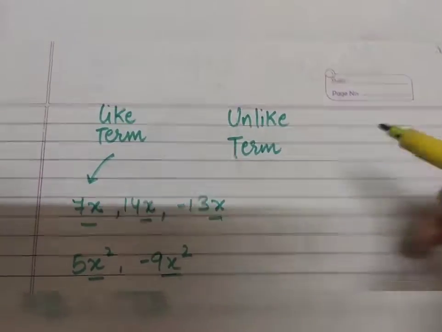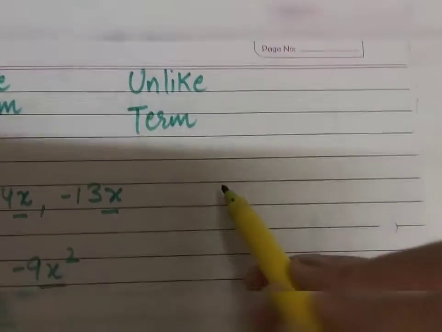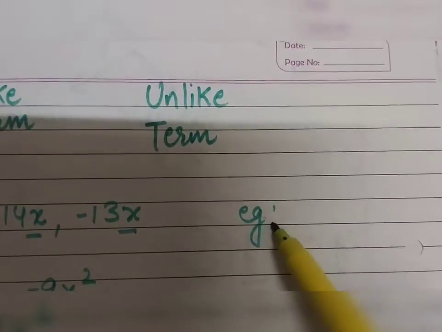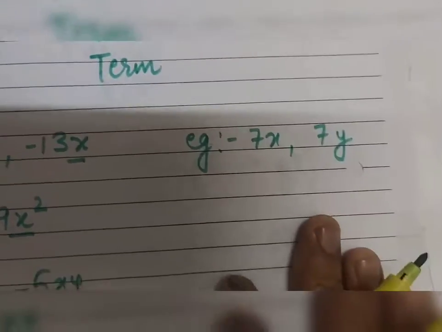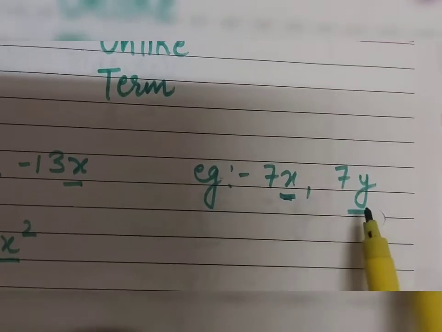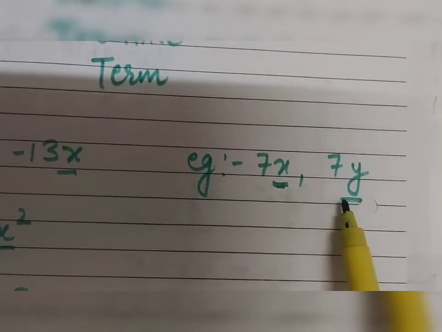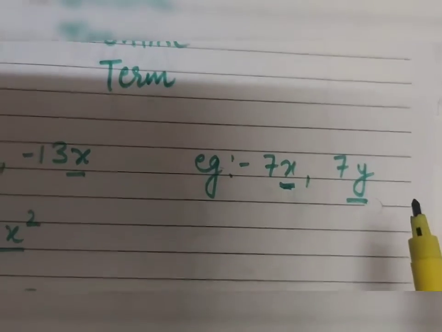The second thing is unlike terms. Unlike terms means terms having different forms of variables. An example of unlike terms is 7x and 7y. These have completely different variables. Here it has x and here it has y. So these are not like terms, and they cannot be added or subtracted.